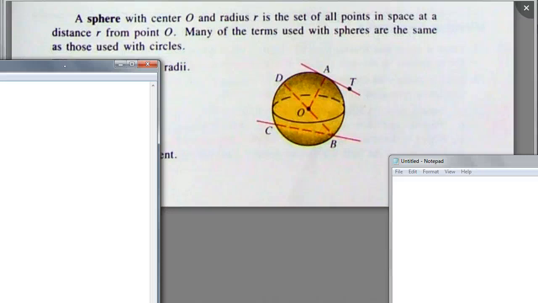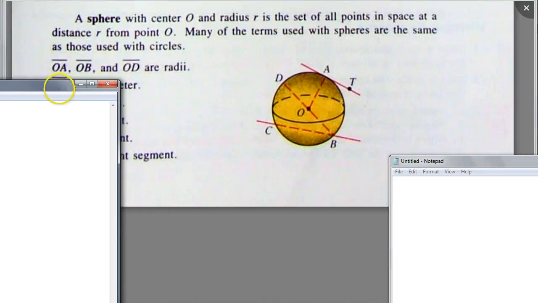So what would the radius of this sphere be? Jason said it was OA. Do you see any others? DO will also work. Good. All right, how about Krista? Can you give me the third one? OB, sure. Does that make sense? So those will be the radii of the sphere.